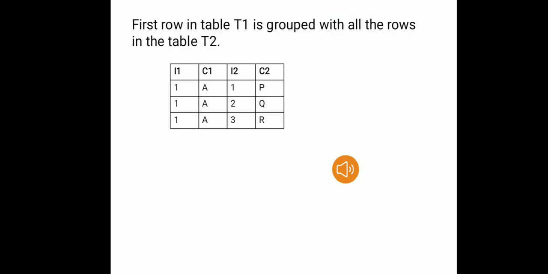This table is the Cartesian product when the first row of the table T1 is grouped with all the rows of the table T2. Hence 1A 1P, 1A 2Q and 1A 3R are the row entries for the columns I1, C1, I2 and C2 respectively.